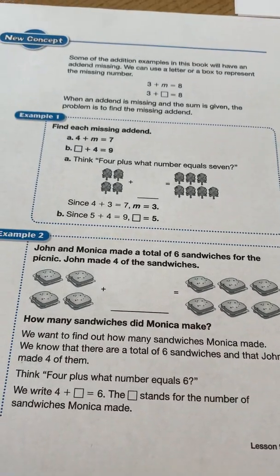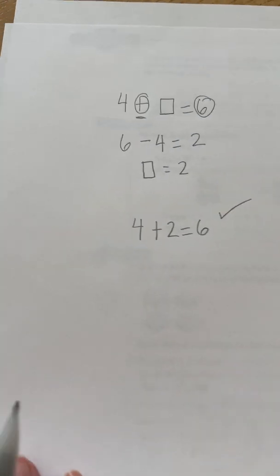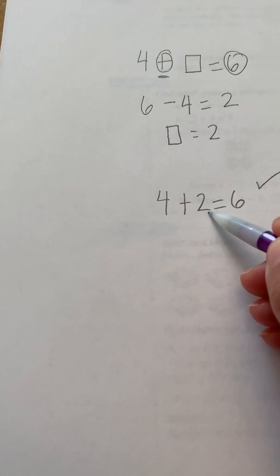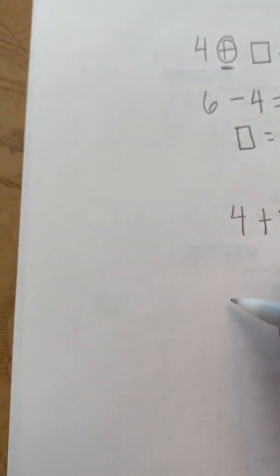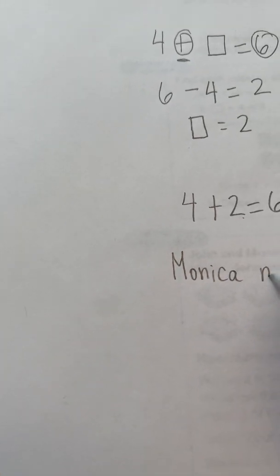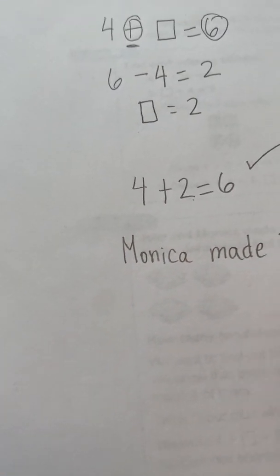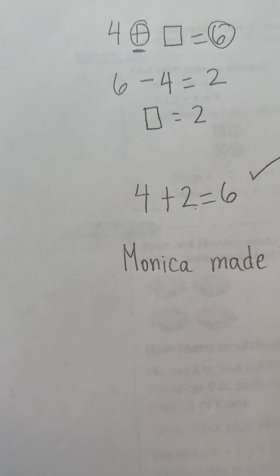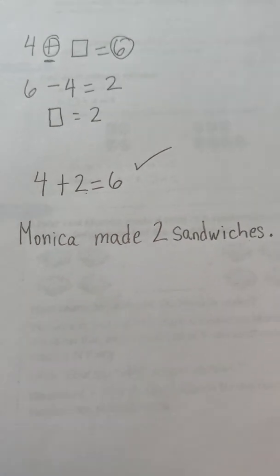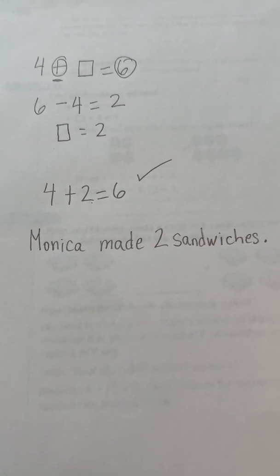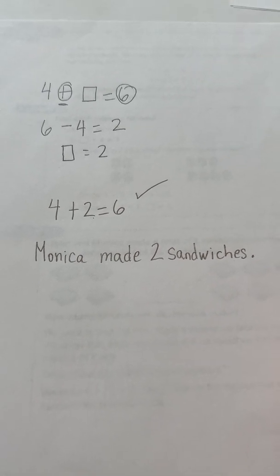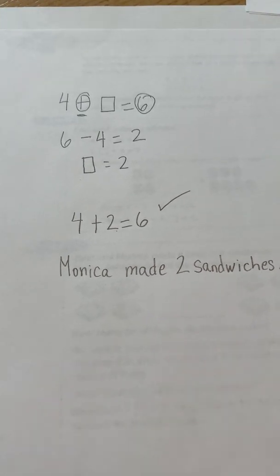So when you are answering a word problem and they want to find out how many sandwiches Monica made, we need to write out the answer in a complete sentence. Monica made 2 sandwiches. Okay? Remember, if it's a word problem, you are labeling your answer and you are writing your answer in a complete sentence.